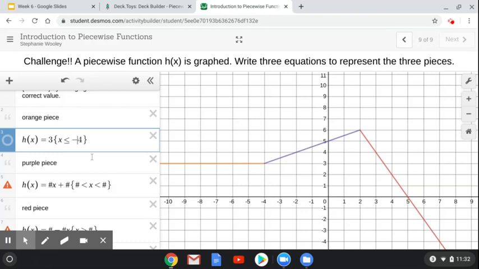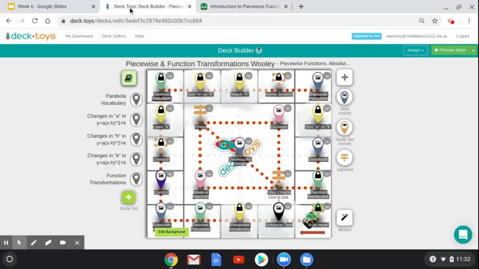And then you would go through and you would do the purple piece that starts here at -4 and goes to 1, and you would write the equation for that line. And then finally, the red piece. Once you're done, you'll submit that activity, and you will go on to the next piece of the board, which is to watch an Edpuzzle on absolute value transformations.